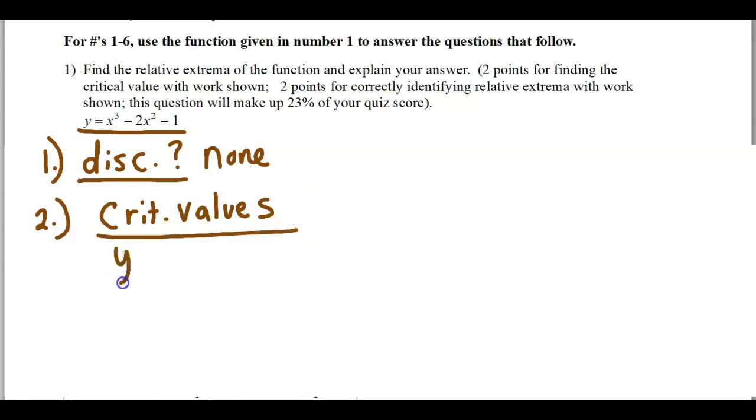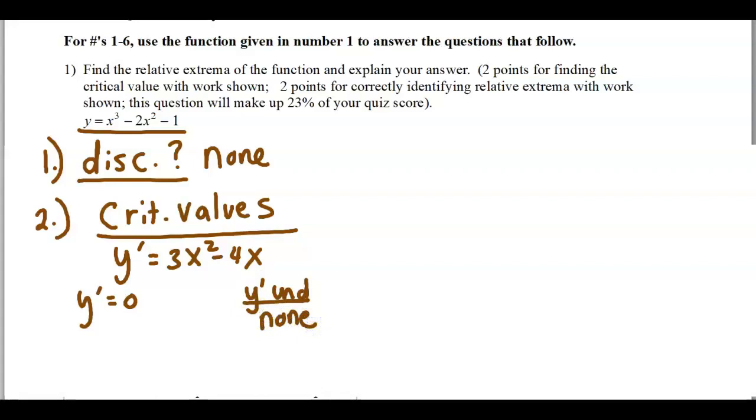So to do that, we need to find our derivative, which is 3x squared minus 4x. And then we go ahead and we do 2 things. We're going to set the derivative equal to 0, and we're also going to look and see where the derivative is undefined. Now, since this derivative is also a polynomial, it has no places where it's undefined, so I'm not going to get any critical values from this one.